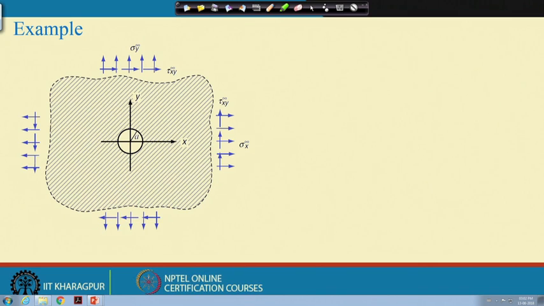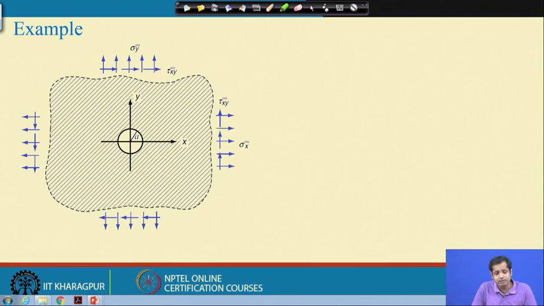I will tell you the final results of this example. Particularly, the solution of this example we are discussing today is very important, because from this solution we are going to make a very important point that we will be doing in the next class.